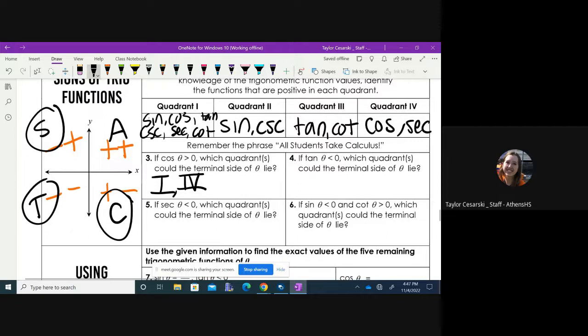Then it says if secant of theta is negative, meaning it's less than 0, where could it lie? Well, secant is positive the same place as cosine is positive, because it's just the reciprocal. So it's going to be the opposite of the question we just said. It could be 2 or 3, because here and here, my x value, my cosine will be negative.